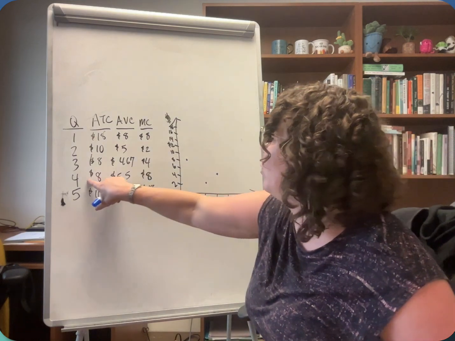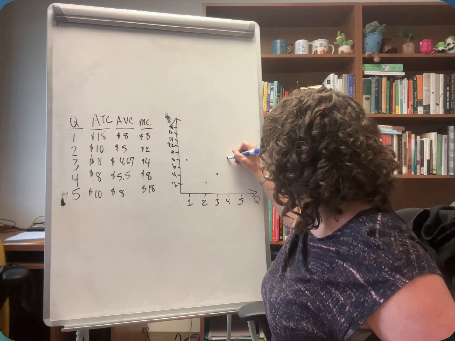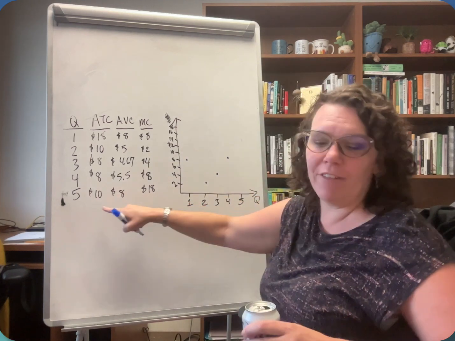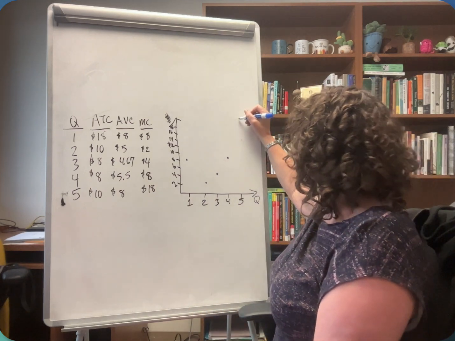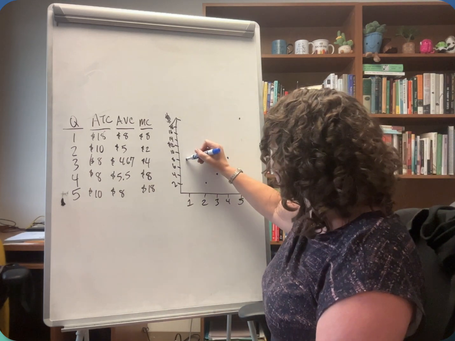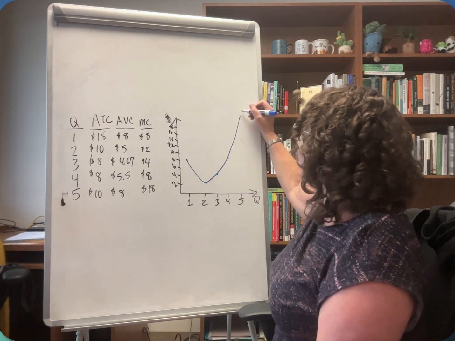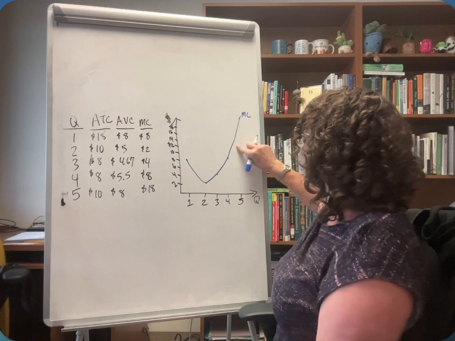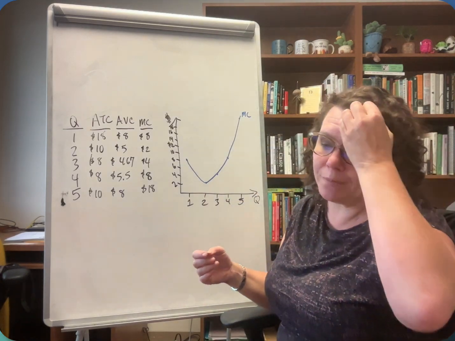At a quantity of 4, marginal cost is now going to be back up to that initial value of $8. And then at a quantity of 5, it shoots all the way up to the top to $18, really showing that diminishing marginal product of labor and those rising marginal costs giving us that fishhook shape that we are used to, right?